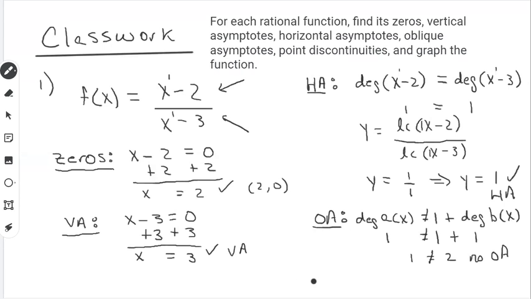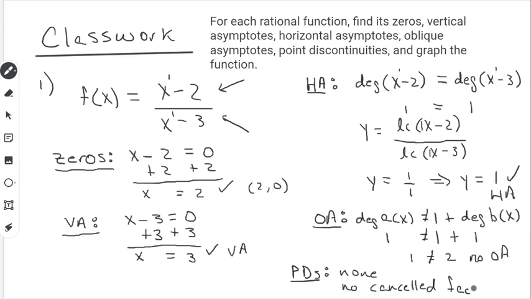Okay? And then the final characteristic of rational functions are PDs, point discontinuities. So are there any point discontinuities that we should be aware of? No, there are none. And that's because there are no canceled factors.